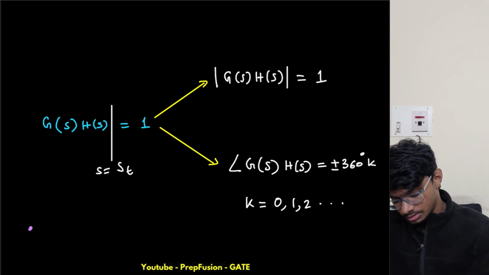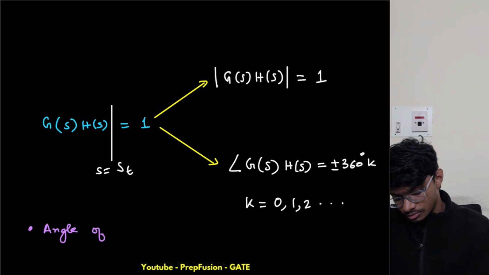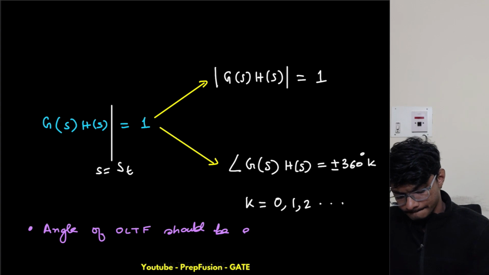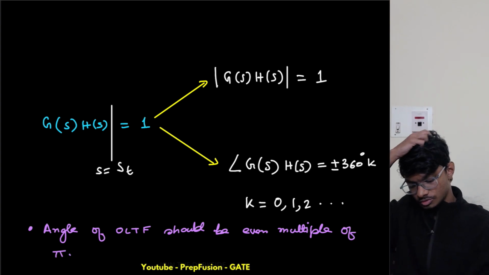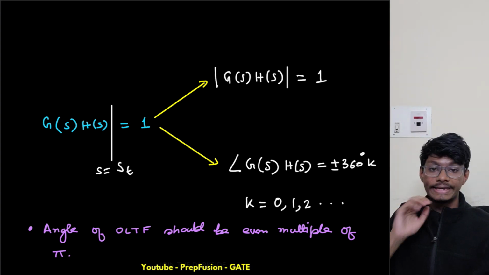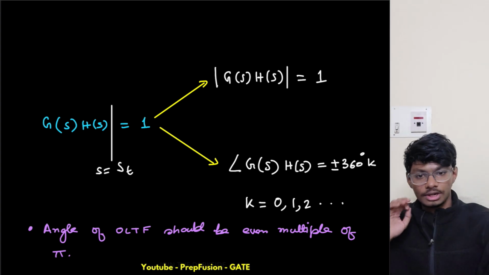So now it will be an even multiple of pi instead of an odd multiple of pi. So I will write: the angle of OLTF should be an even multiple of pi. Okay, so this is this one.